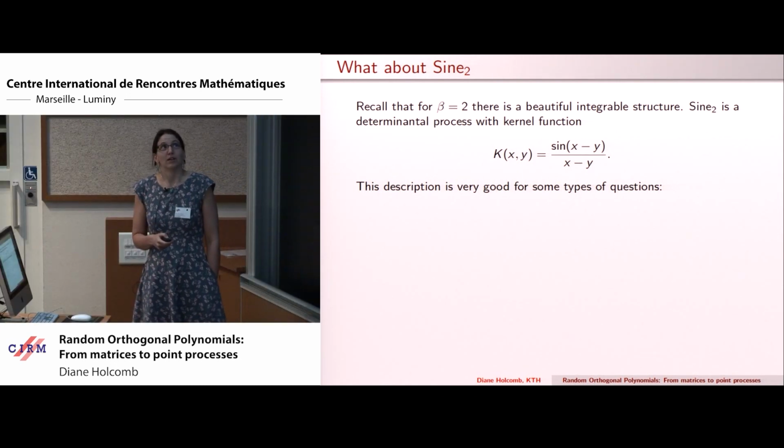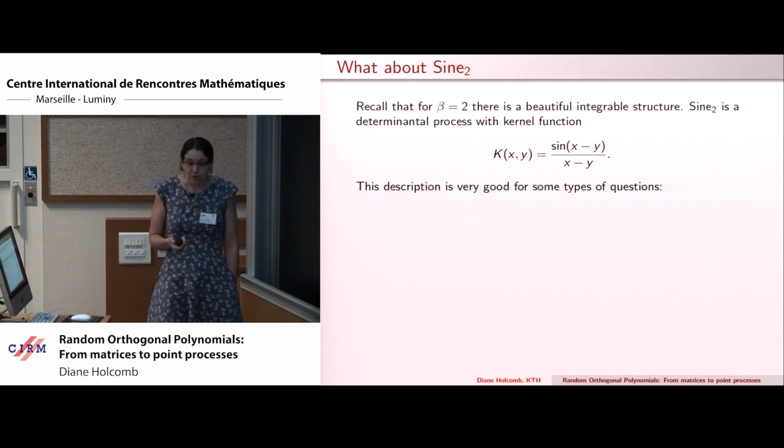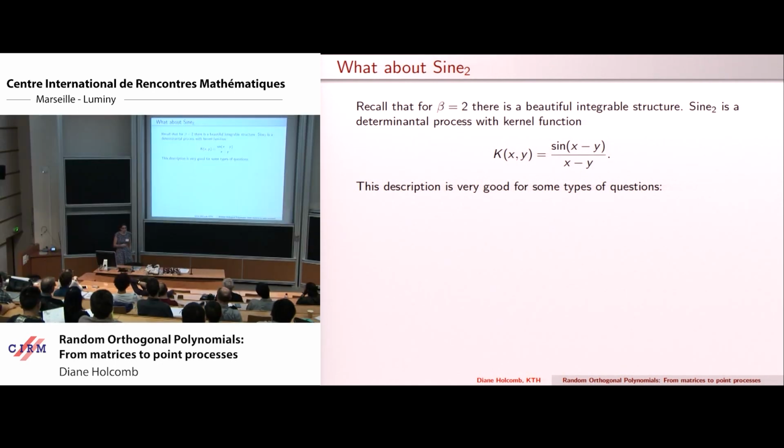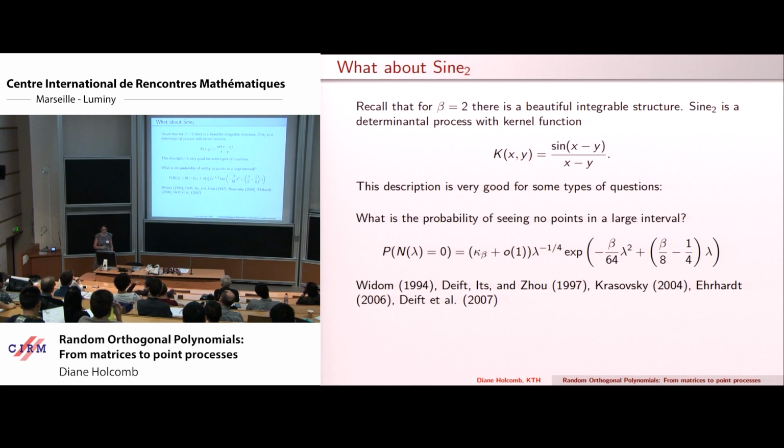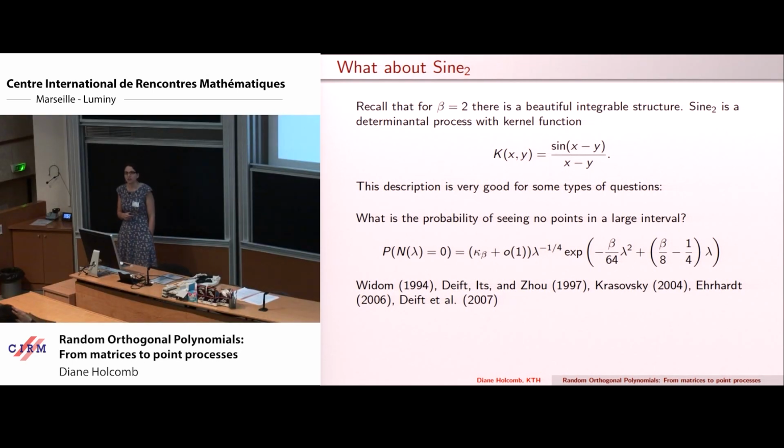So if you remember, in beta equals 2, we have this beautiful determinantal point process description of this limiting process. And this description is great for some types of questions. If you want to ask, hey, what's the probability that I don't see any points in a really big interval? They can do this asymptotics down to a constant.